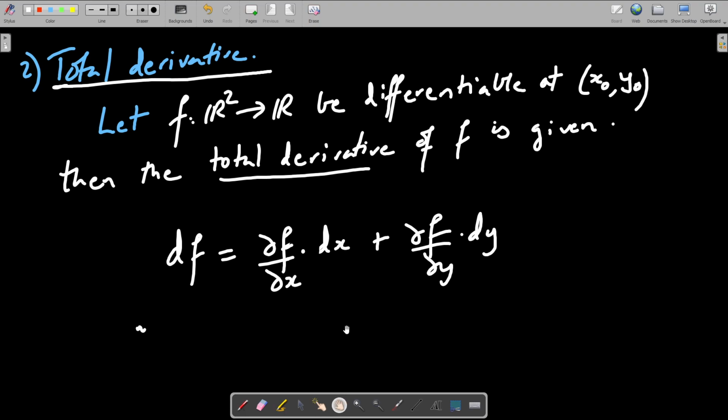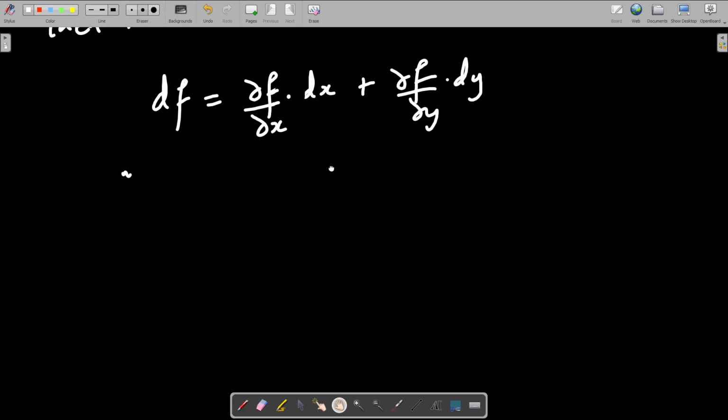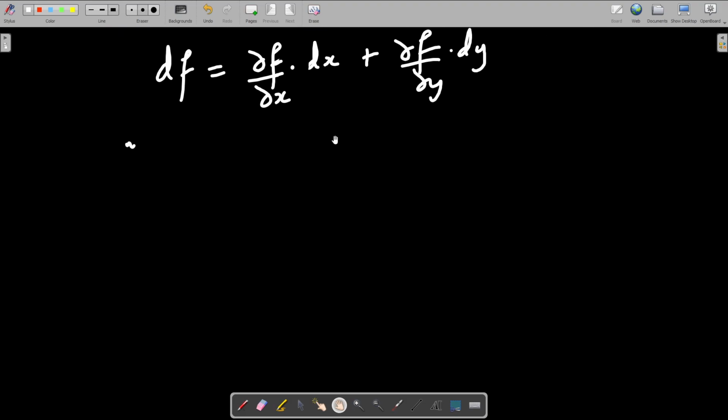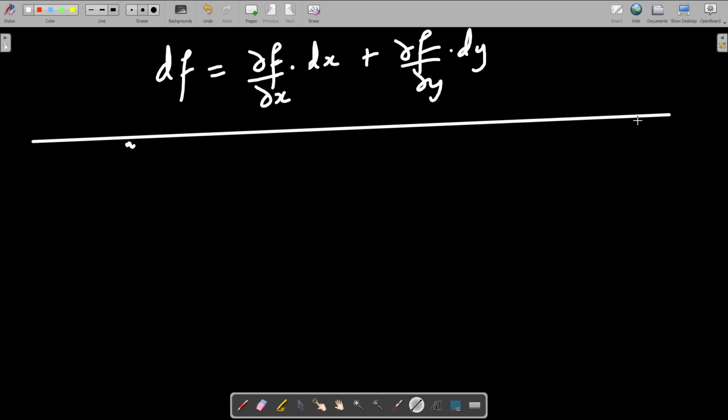So now, moving on. This is the end of the revision part. I will start with our actual exact differential equation.